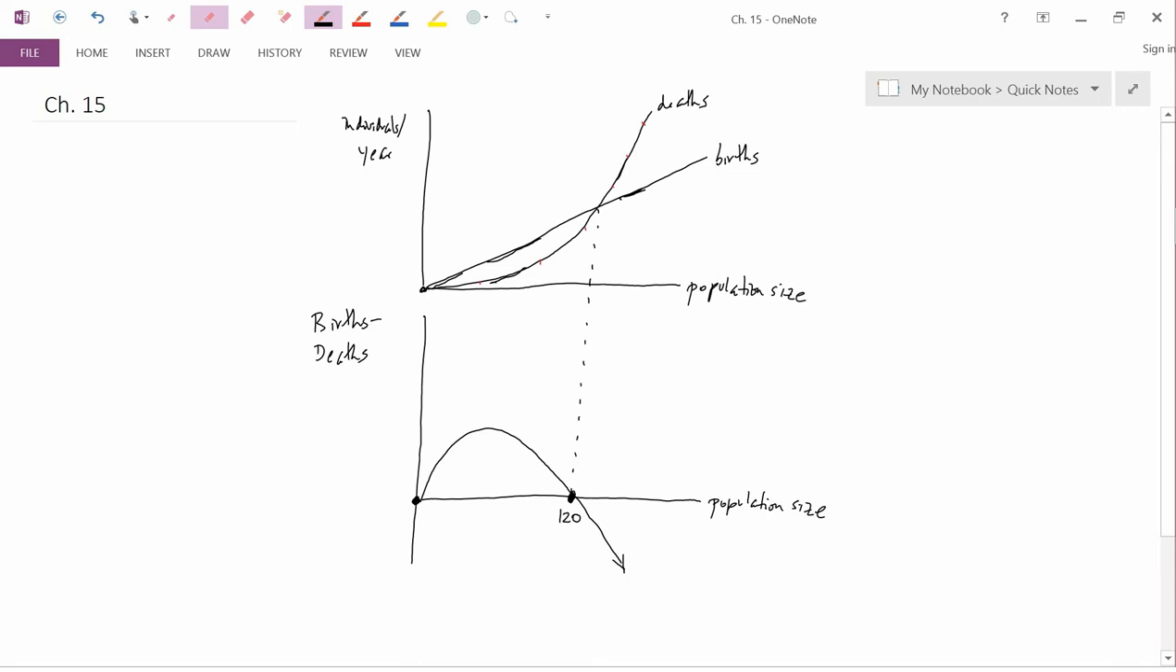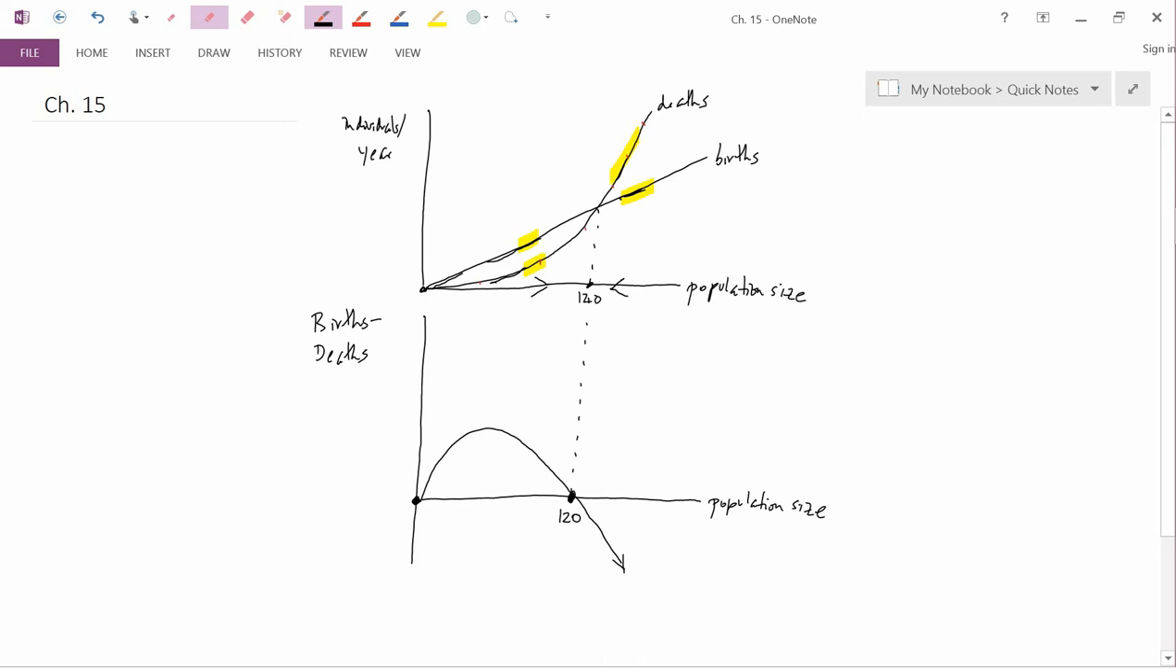Suppose that the population, and this is 120 here also, starts out larger than 120. Well then, as you can see in the top graph, deaths exceed births, and if deaths exceed births, then the population would shrink. So if you start out above 120, the population is going to go to the left. What if you start below 120? Well, if you start below 120, then births are higher than deaths. If births are higher than deaths, then the population size is increasing. And so if you start out to the left of 120, then the population size increases.